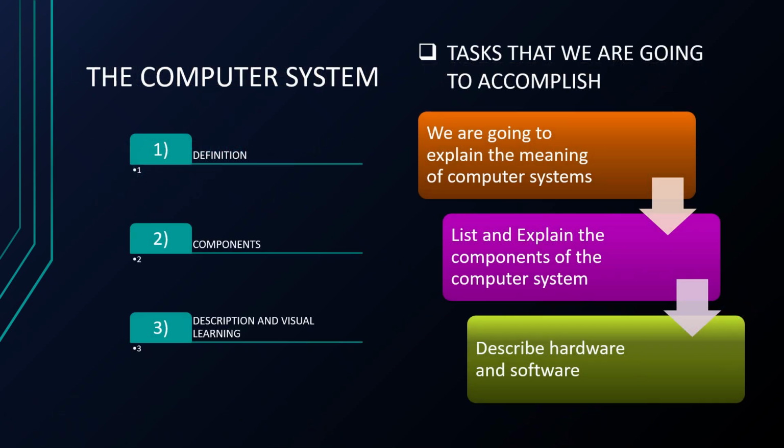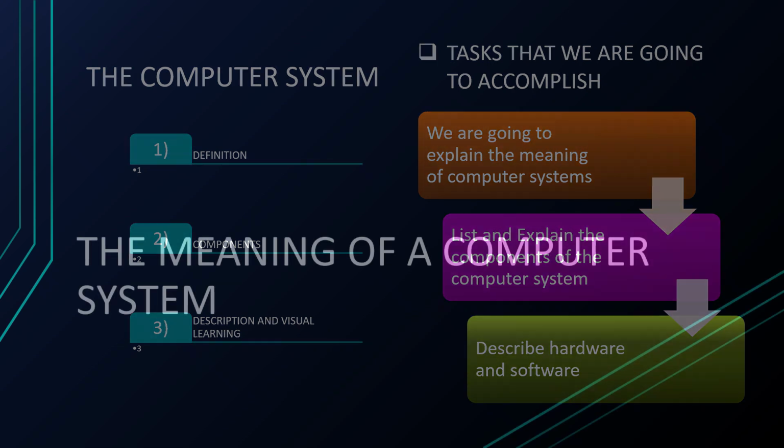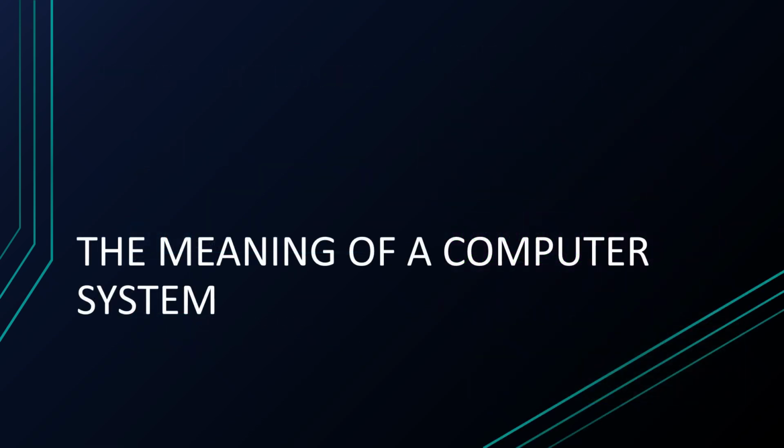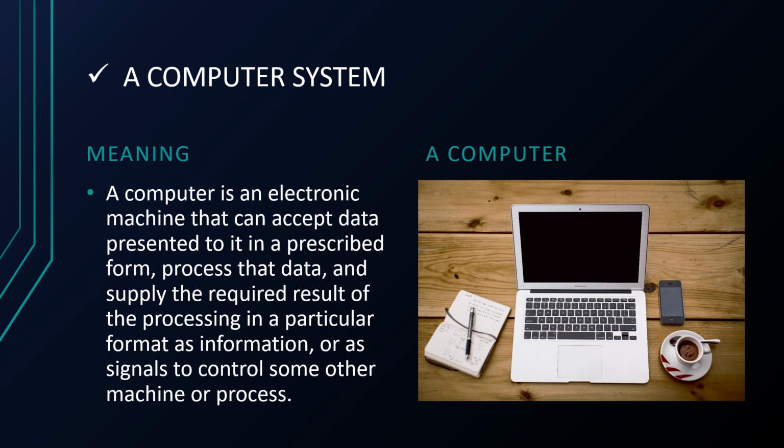The computer system. Tasks you are going to accomplish today include: we are going to find out the meaning of computer system, list and explain the components of the computer system, and describe hardware and software. So first, what is a computer system? A computer system is an electronic machine that can accept data in a prescribed form, process that data, and supply the required result of the processing in a particular format of information or as signals to control some other machine or process. Beside it, you have a picture of a computer.